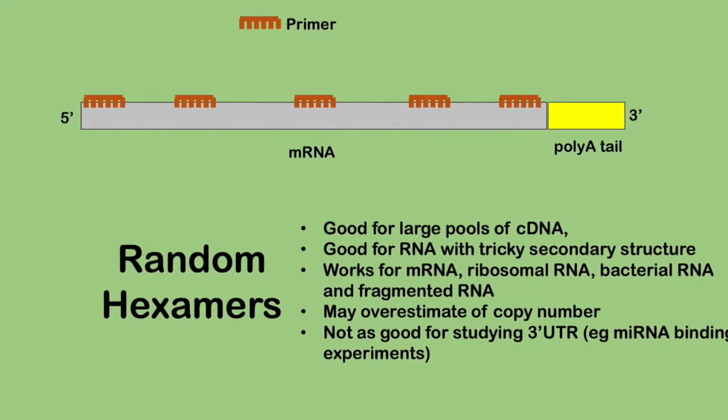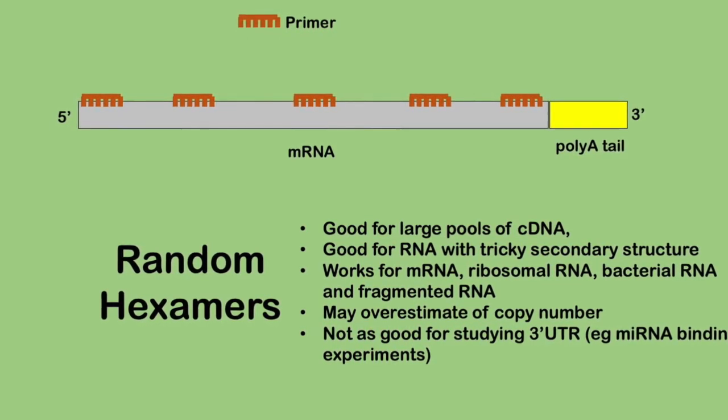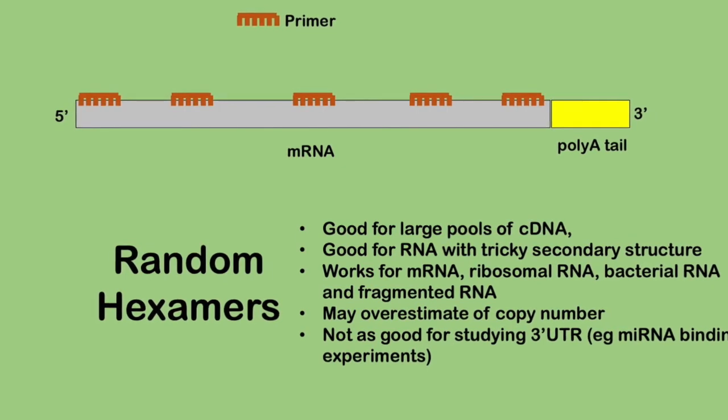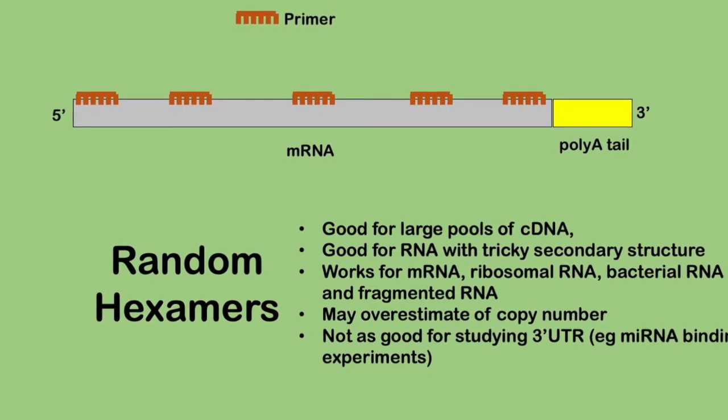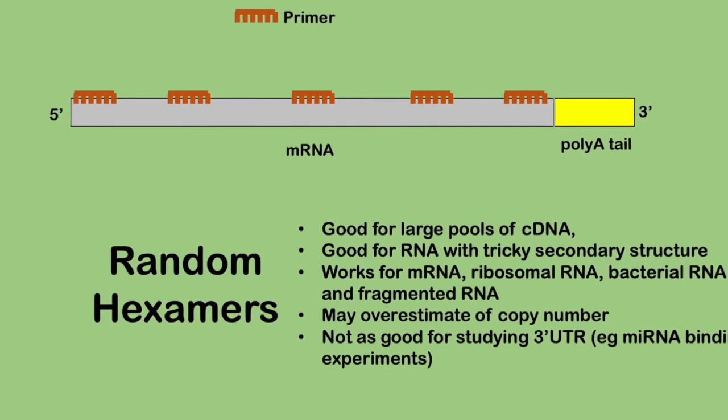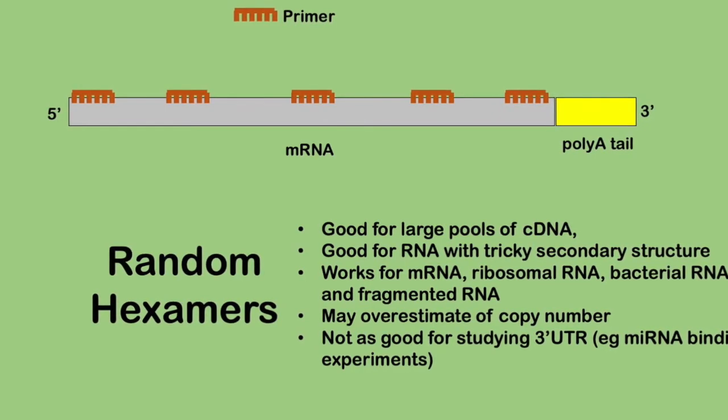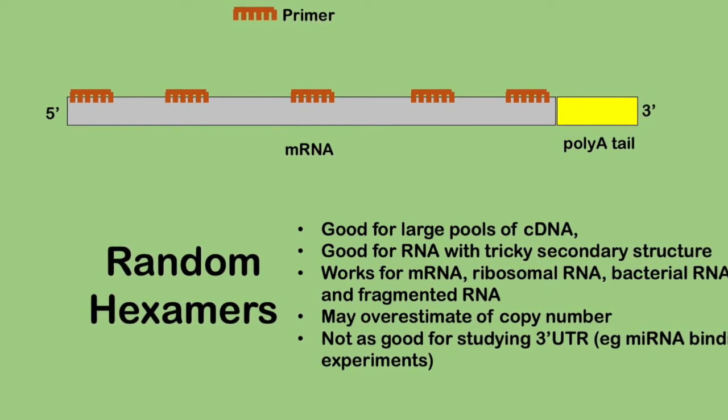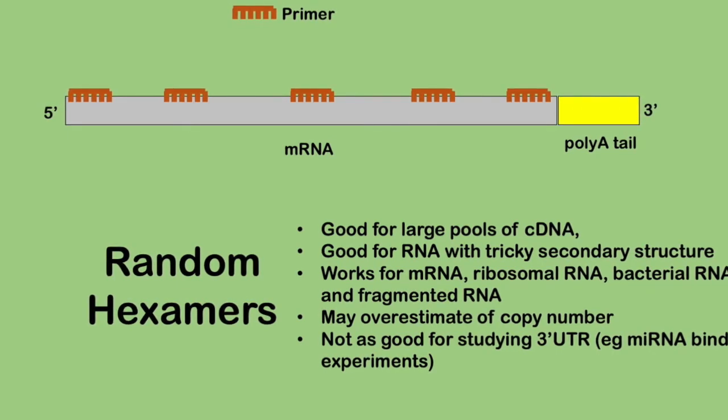And what that means is you might actually underrepresent the things toward the 3' end, and you might overrepresent things toward the 5' end, or relatively overrepresent. Depends how your question is phrased, but clearly if you have more of the 5' end than the 3' end, this could affect the interpretation of your data.